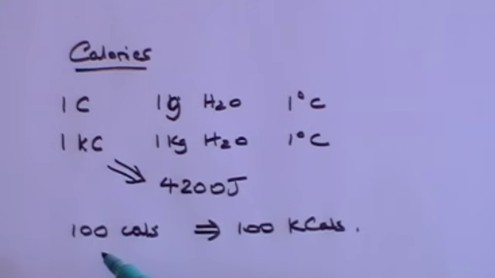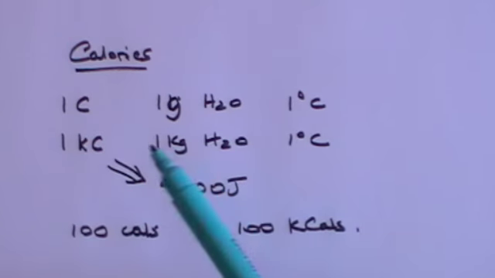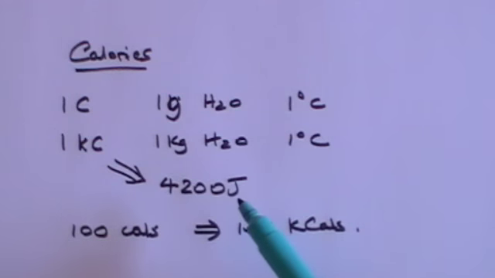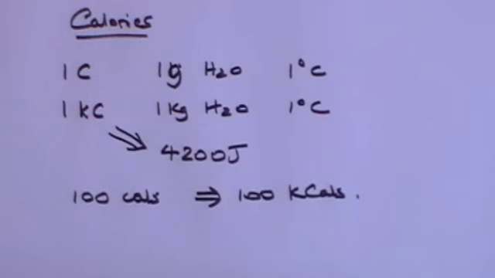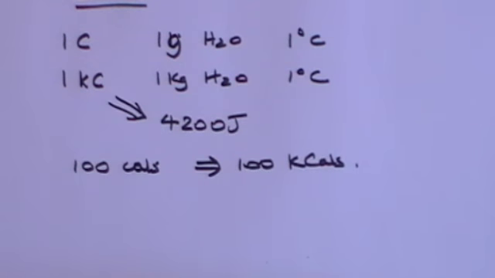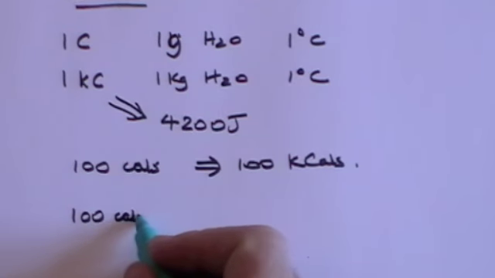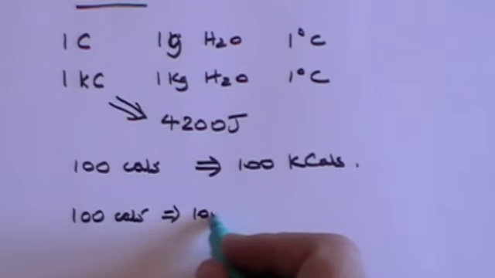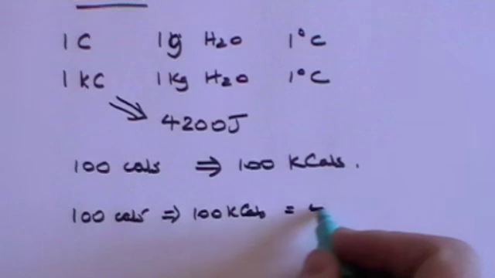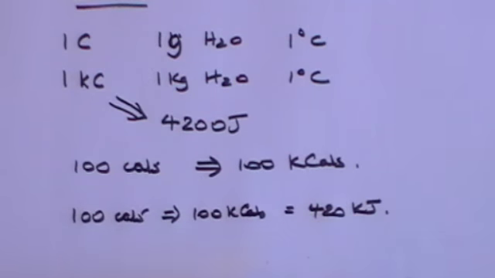So effectively, whenever you see something that is listed as being 100 calories of intake, what that actually means is 100 kilocalories of intake. And a kilocalorie is equal to 4,200 joules. So in other words, 1,000 calories is equal to 4,200 joules. Usually food is listed in both. So for example, if it says 100 calories, it means 100 kilocalories, and that is equal to 420 kilojoules.